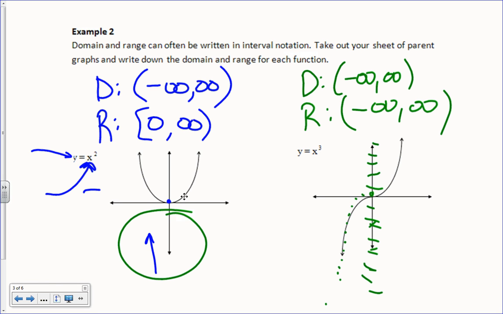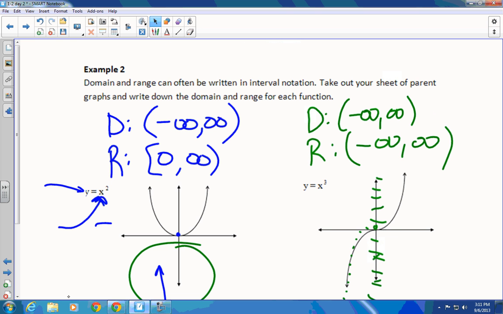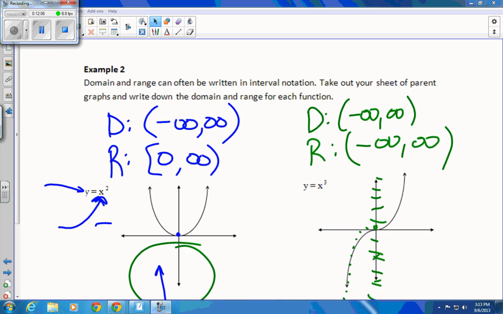So, why don't you take some time right now and look at the rest of your parent graphs and try and come up with domain and range. All right, for sake of time, again, if you are listening to the recording, please actually take the time to do this. Don't just fly through and just get the answers, because that's not going to help you as much. But for sake of time today, we are going to move on here so that we can get through everything.